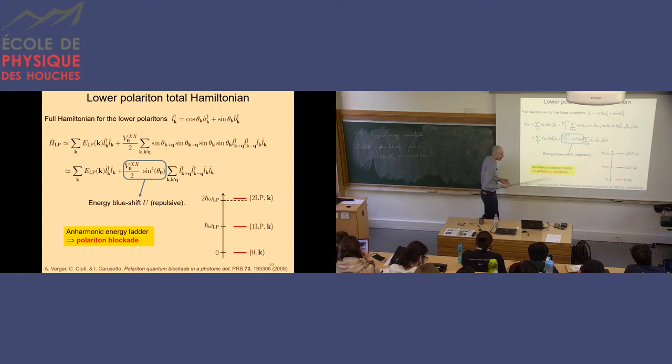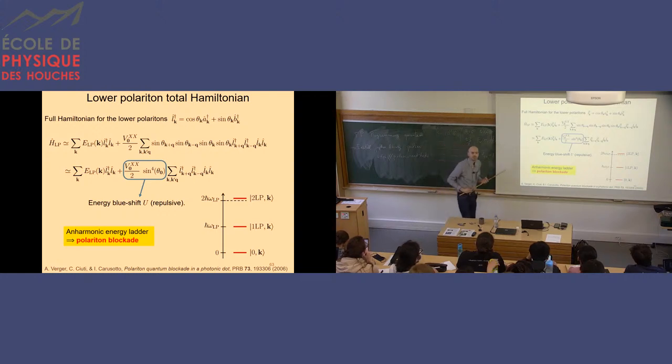And you have this anharmonic ladder, which means that you can hope to do polariton blockade with this kind of system. This was actually first proposed in 2006 by Ciuti and Carusotto. They called it polariton blockade with bosonic operators, which was different from the photon blockade proposed by Imamoglu with a two-level system in the cavity.